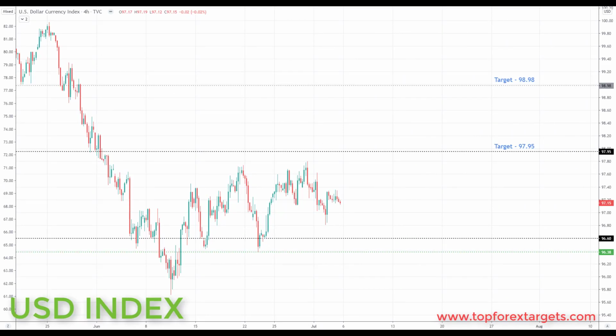As always, we're going to start off by looking at the US dollar index. Now, for the last couple of weeks, we have noted that the US dollar index is in a corrective phase, and this has caused a lack of volatility in the markets across the board in general. This does not go on forever. It will eventually break one way or the other.